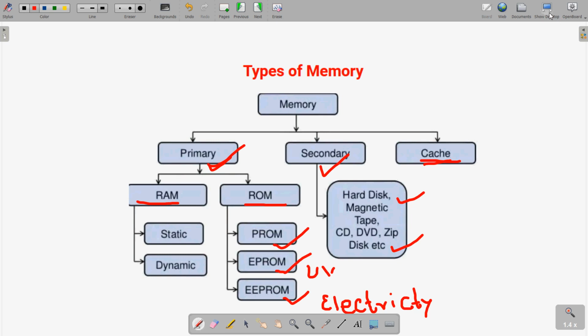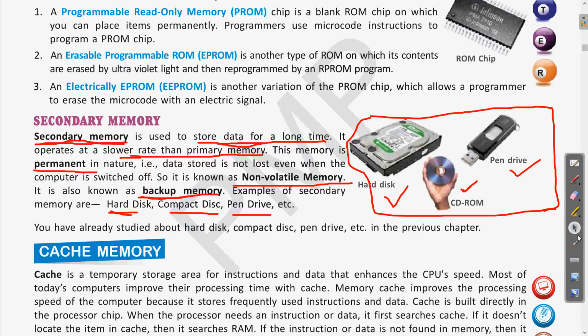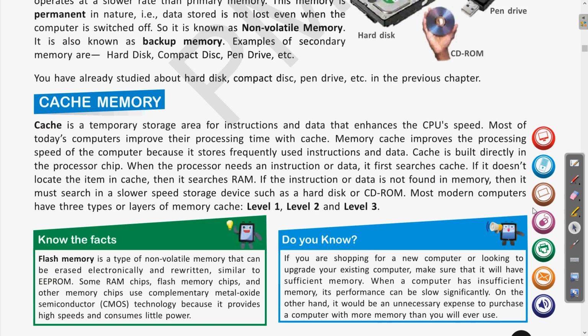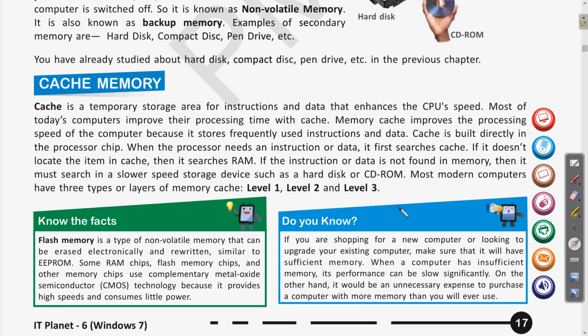Coming to the textbook. Okay, so now coming to the next topic, that is cache memory. Cache is a temporary storage area for instructions and data that enhance the CPU speed. So what is the cache memory? Cache memory is the temporary storage area where the instructions and the data are saved for a very temporary time period, you can say. And the main nature of this cache memory is that it increases the CPU speed.